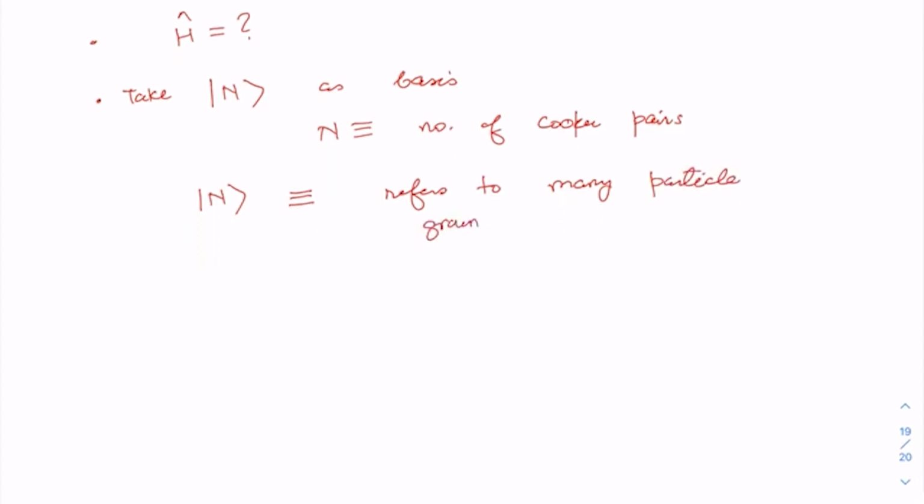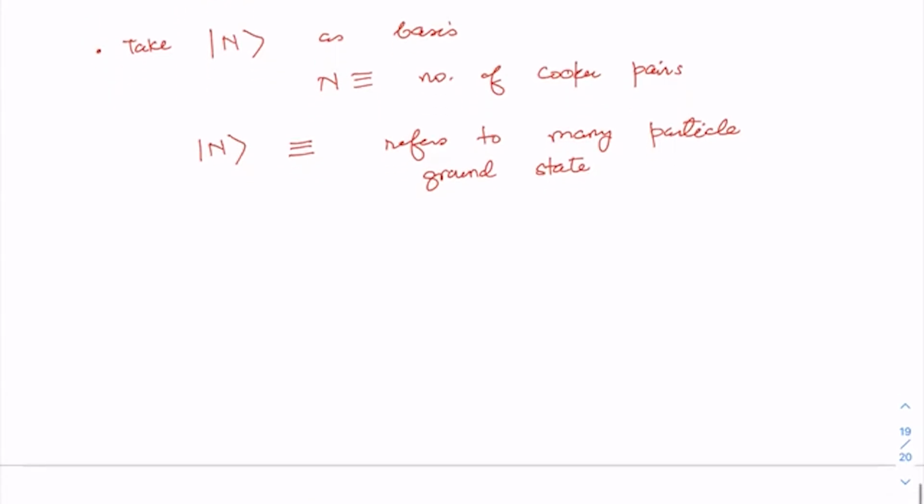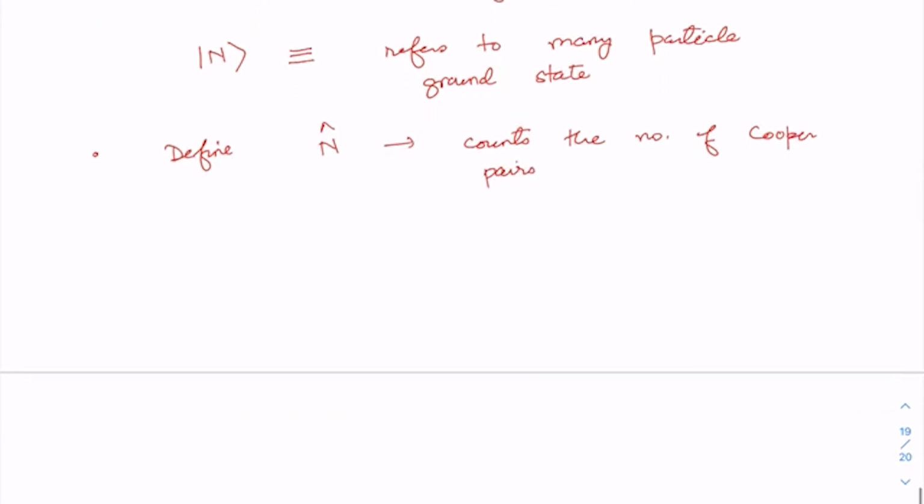ground state, as you know, these two superconductors, when they're cooled, are in the ground state. So ket N refers to the many particle ground state. And we can now define a number operator n cap that basically counts the number of Cooper pairs in the Cooper pair box, and it is defined such that when this operates on ket N, you get this equation.